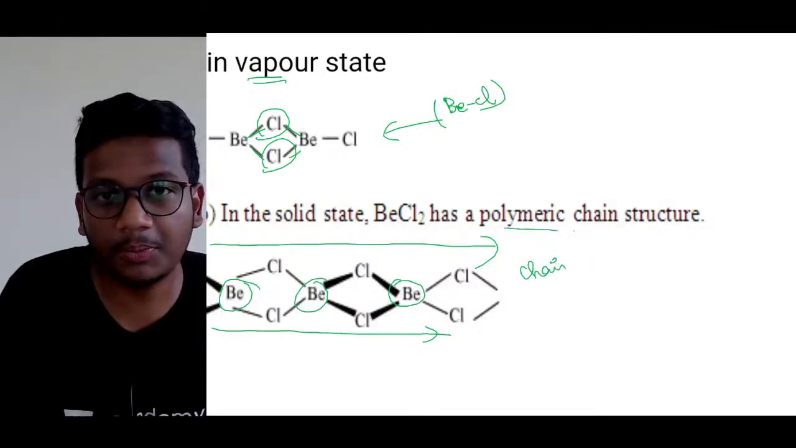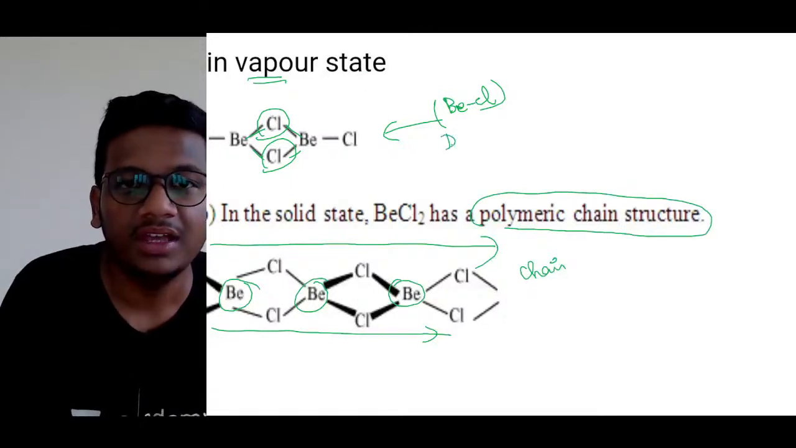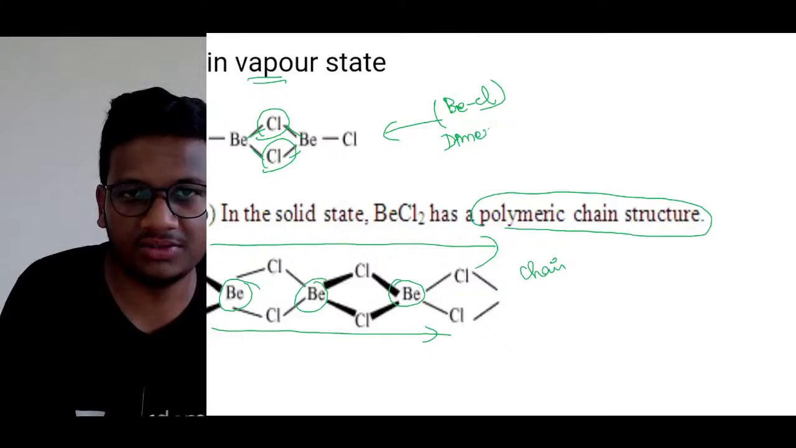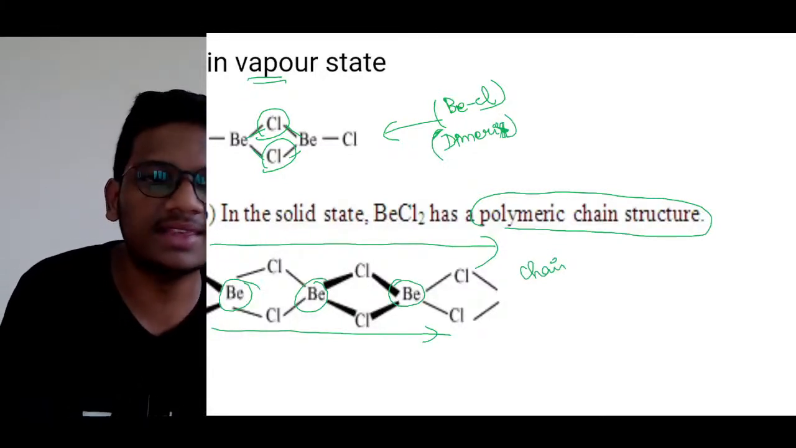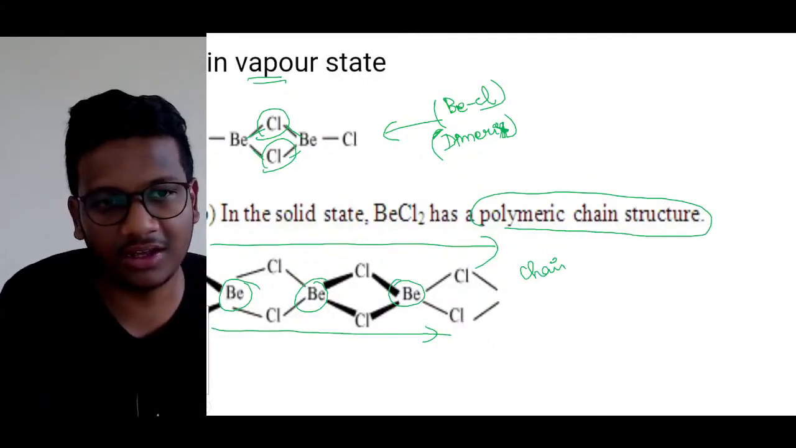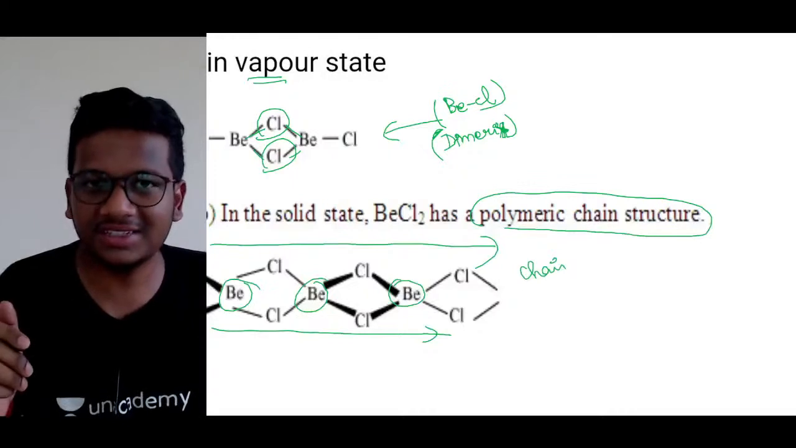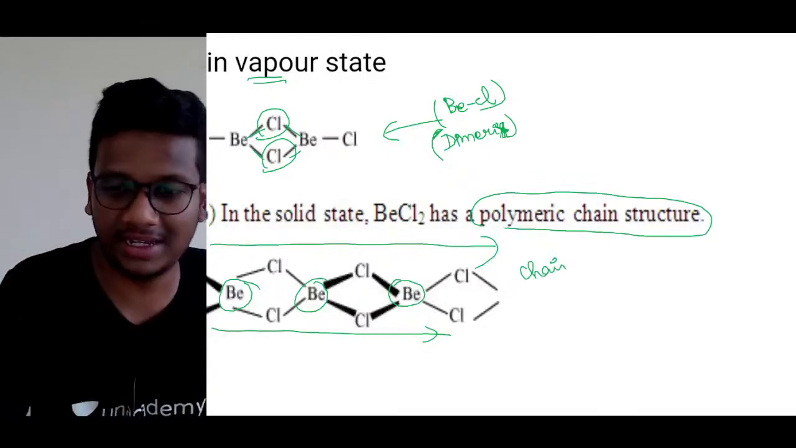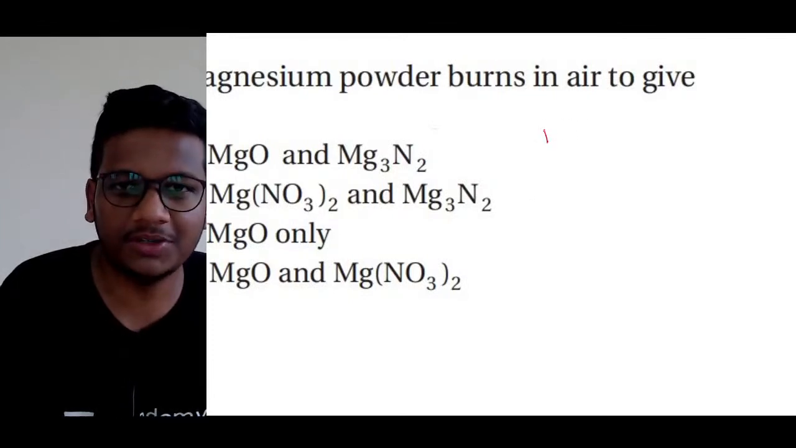So note down the polymeric chain structure in solid state, but in vapor phase you will have the dimeric structure. Note down, guys, it's the most important MCQ that has been repeatedly asked by NTA since a long time. I hope now everybody understood this concept. With this knowledge, we move straight to the last MCQ of today's session. This one is my favorite question of today's session, so kindly answer it.